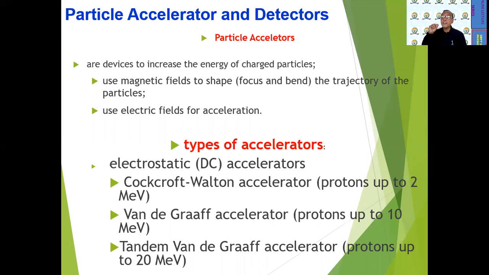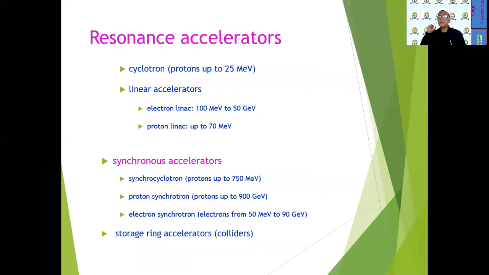Similarly, the Van de Graaff accelerator can enhance the energy of the proton up to 10 MeV. Another type of accelerator which also belongs to the electrostatic accelerators is the tandem Van de Graaff accelerator. It can enhance the energy of the proton up to 20 MeV. Are you getting this? Is what is being said understandable? Yes, sir.